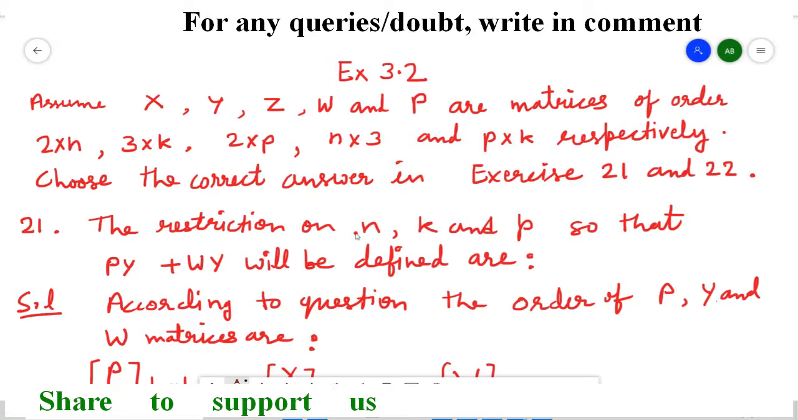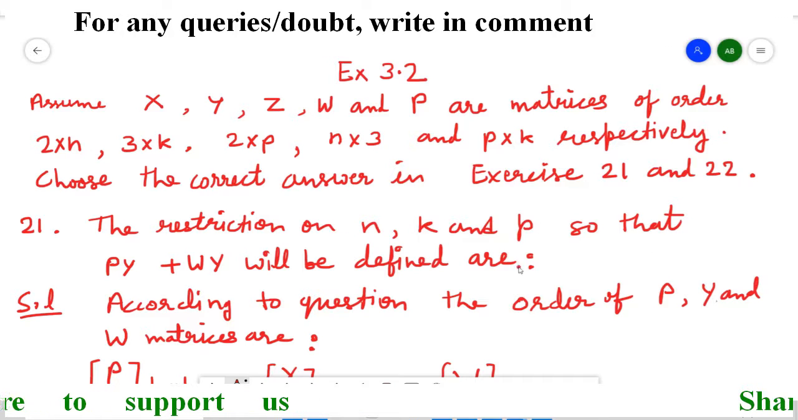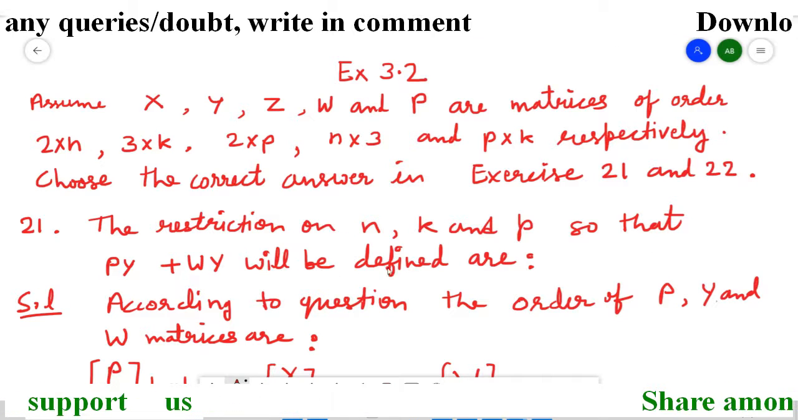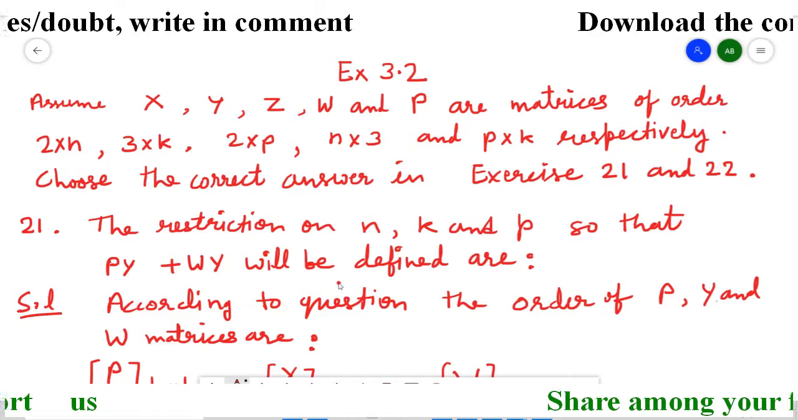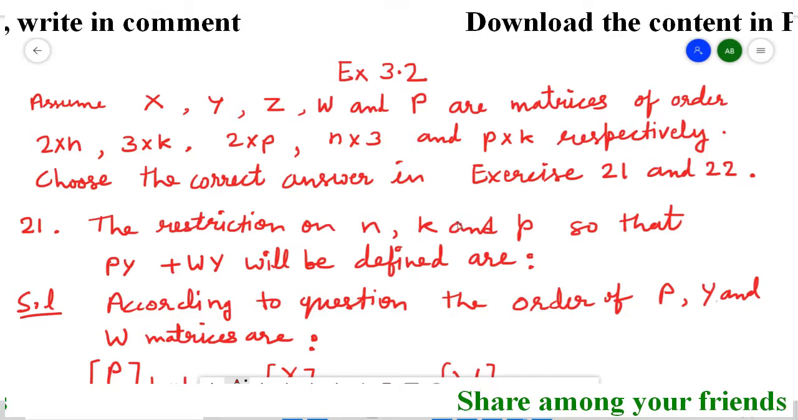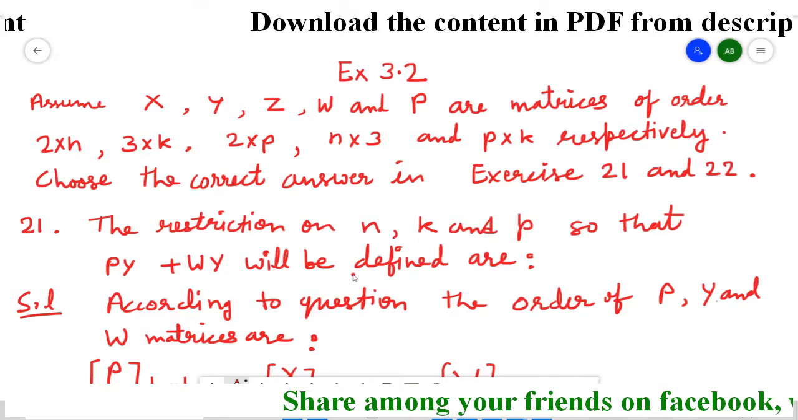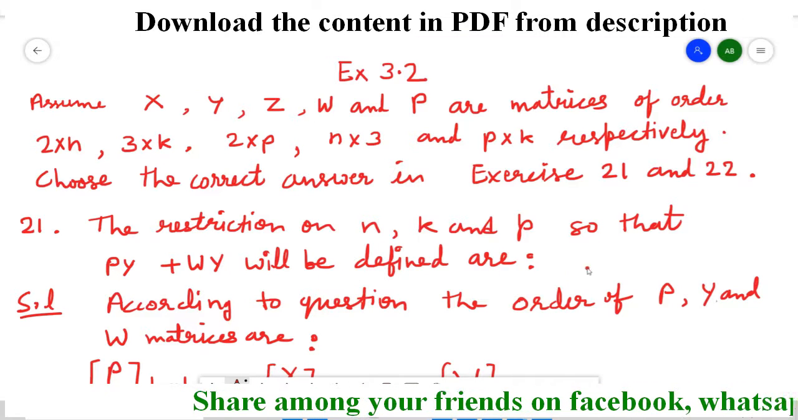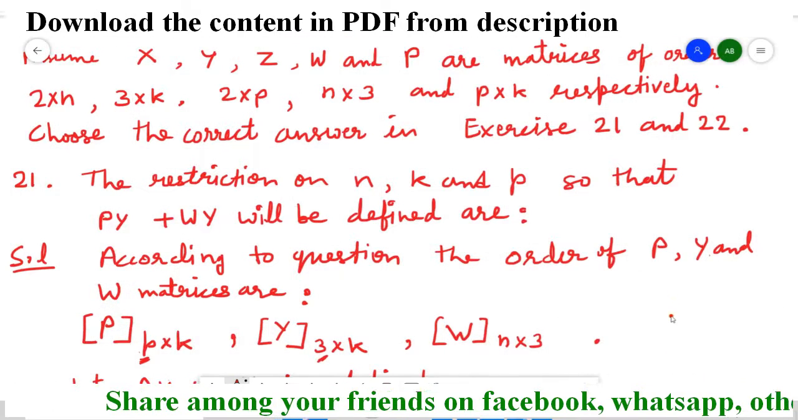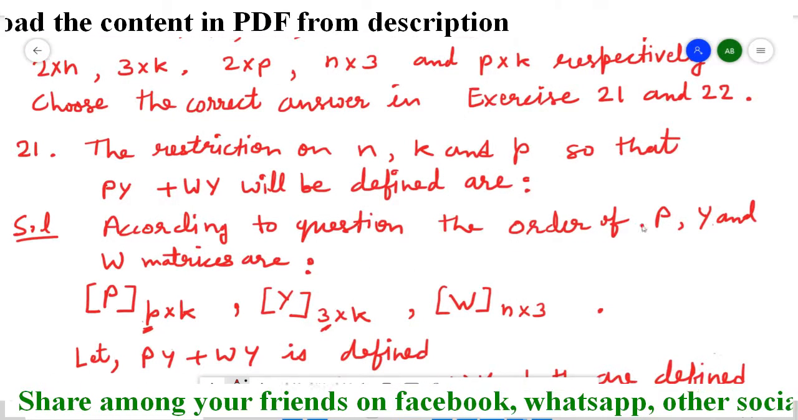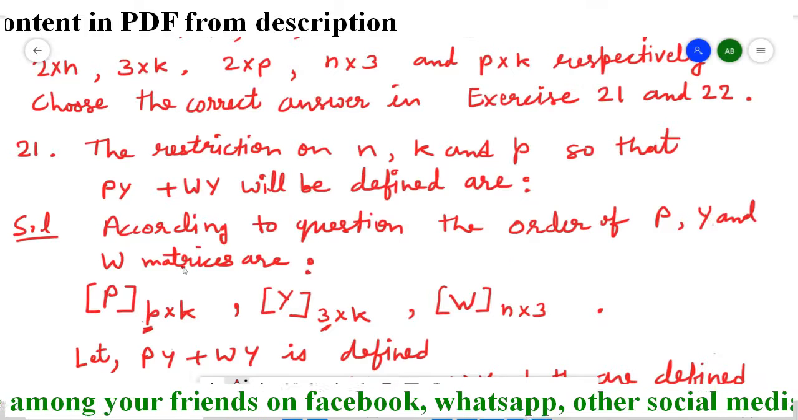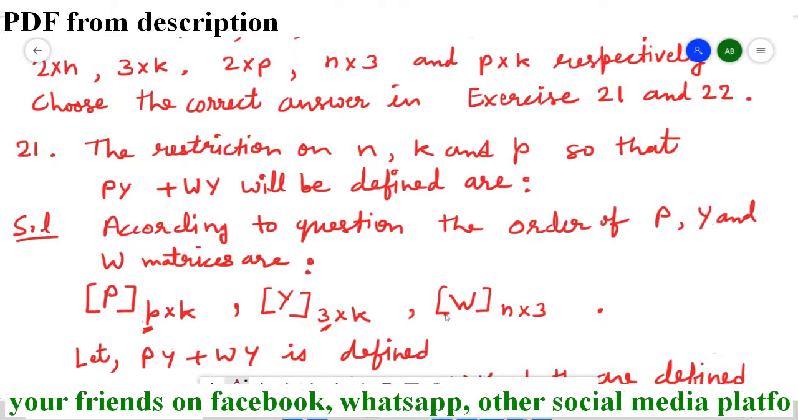The restriction on N, K and P so that PY plus WY will be defined are... So we have to find out the restriction on N, K, P such that PY plus WY must be defined. Now we'll start the question. According to the question, the orders of P, Y and W are already available in the question.